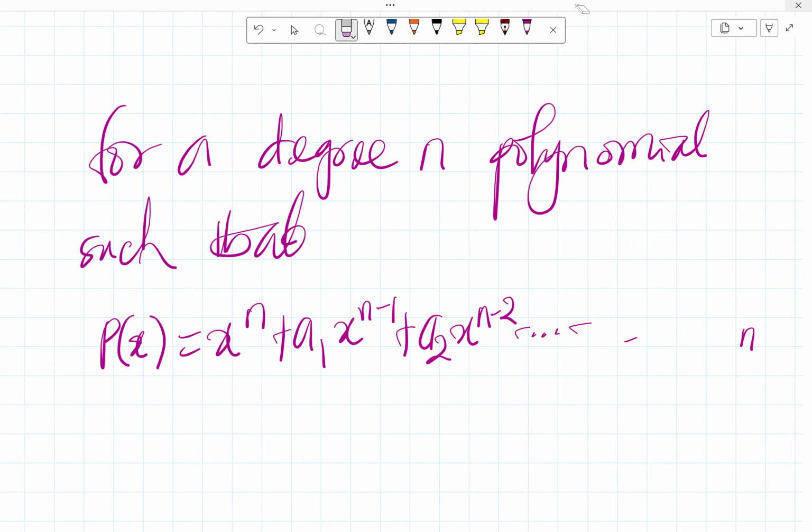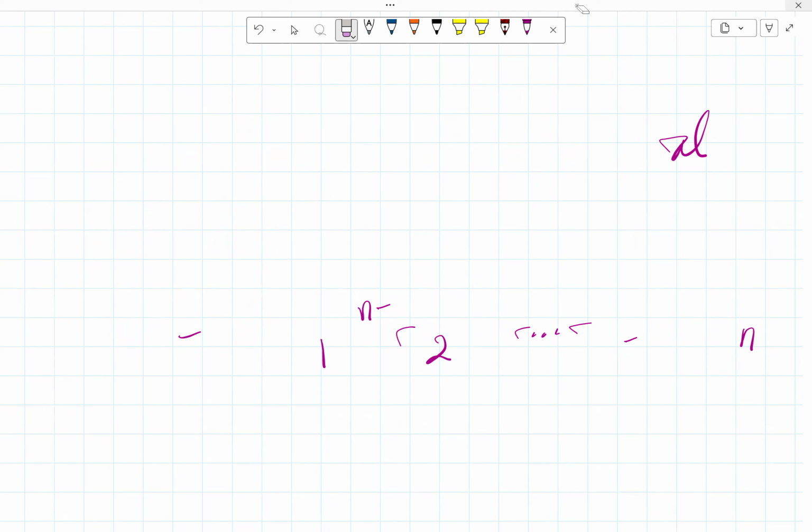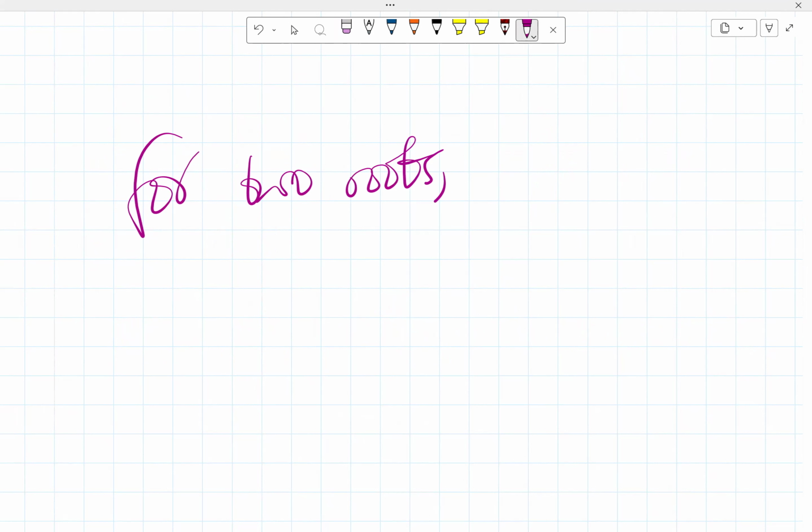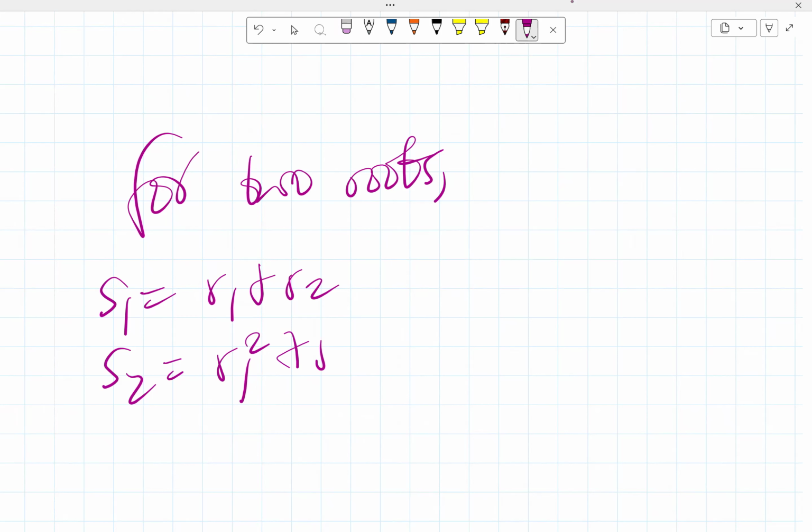Let's just forget about this. There's no point stressing about it. The whole thing is established. All I'm trying to say is that for two roots, we are simply saying that S1 is R1 plus R2, and S2 is R1 squared plus R2 squared. S3 is R1 cubed plus R2 cubed. That's when we are dealing with two roots.